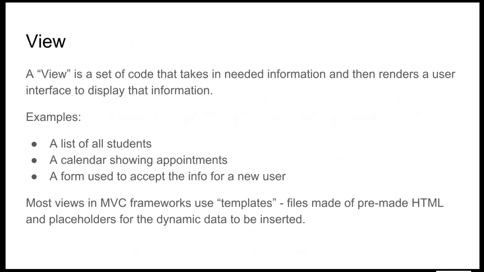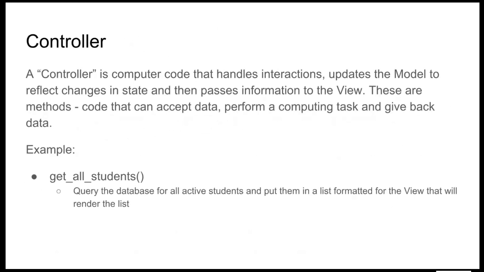Finally, a controller. This is the captain of the ship, this is the traffic cop, this is the person who runs everything. A controller is computer code that handles interactions, updates the model to reflect changes in state, and then passes information to the view. So notice the controller is what handles model and view. It gets or changes model state and then passes information to the view. This is where you put business logic. This is where you put if, then, else, conditional kind of stuff.